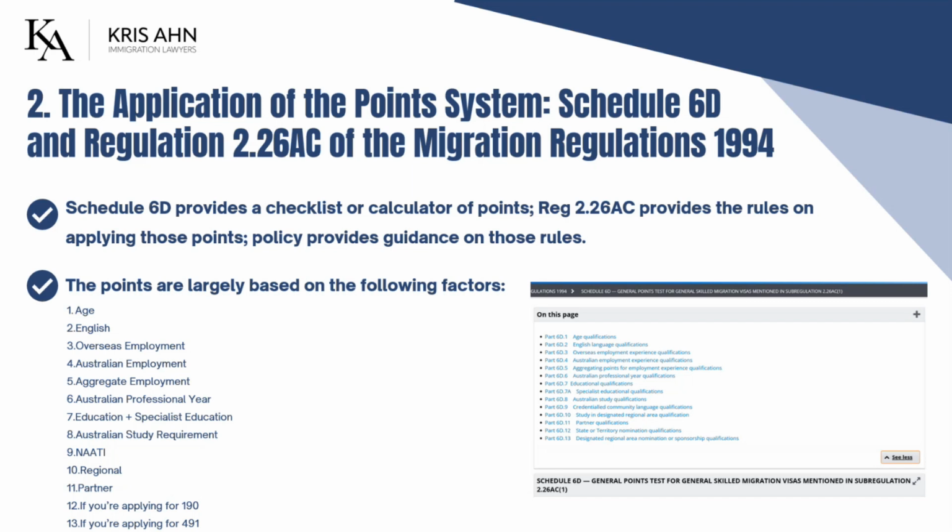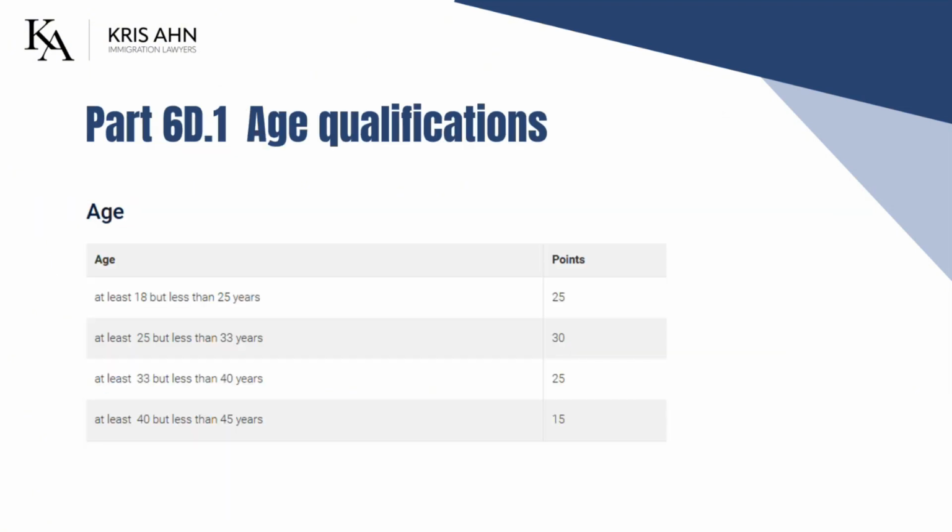The points are largely based on what I consider to be 13 factors, and we're going to go through those factors really quickly. For age, 25 to less than 33 years is a whopping 30 points. That's almost half the points that you need to even get to the pass mark and enter the pool. If you're a bit older, then you've got 15 points. Anyone 45 or older, unfortunately, gets 0 points.